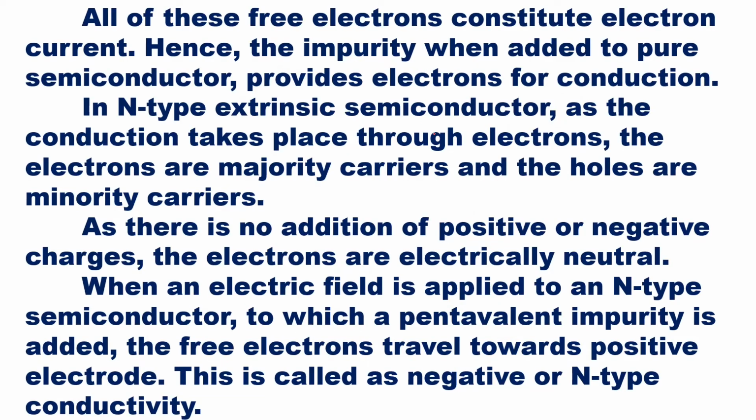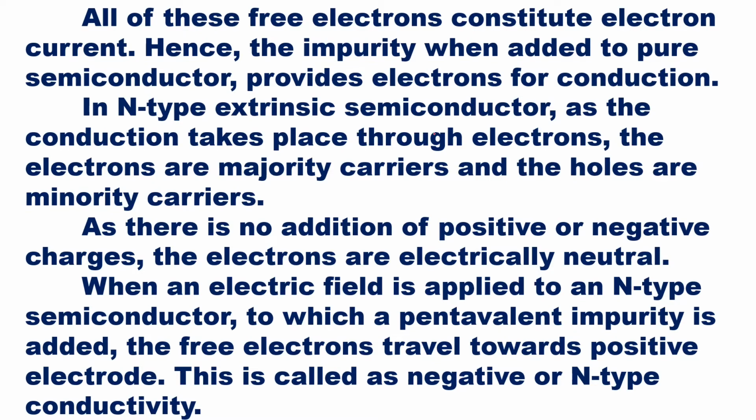Then here you can see the theory. All of these free electrons constitute electron current. Hence, the impurity when added to pure semiconductor provides electrons for conduction. In N-type extrinsic semiconductor, as the conduction takes place through electrons, the electrons are called as majority carriers. And because there might be some holes because of temperature excitation, they are called as minority carriers. As there is no addition of positive or negative charges, the semiconductor is electrically neutral.